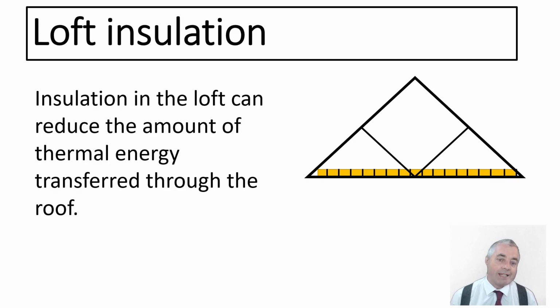There's also space in your loft. So your loft is above the ceiling of your bedroom in the roof space. And there'll be some supporting planks of wood going across the loft. And if you fill the gaps in there with insulator, that will reduce the speed at which heat leaves your house through the roof.